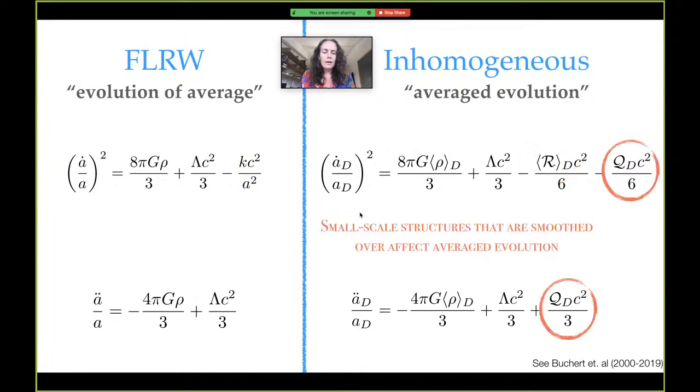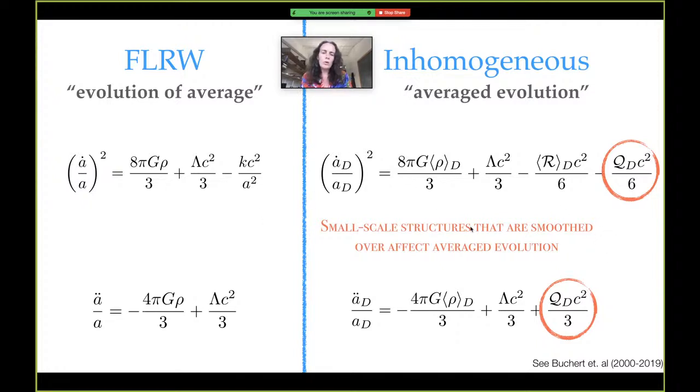So the main difference, as we notice, is that we have a whole extra term on the right-hand side in the inhomogeneous evolution. This term arises exactly because averaging and time evolution in nonlinear GR do not commute. So we end up with an extra term, which is zero in the FLRW assumption. It arises because we're smoothing over the small scale structures, which feeds back and affects the large scale averaged evolution of the universe.